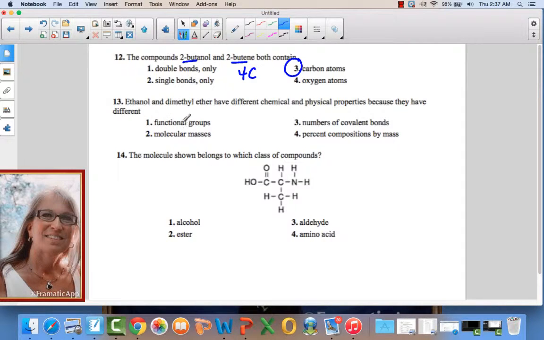Ethanol and dimethyl ether. So ethanol is 2 carbons. Eth tells us that. The OL tells us it has an OH ending. And then remember the rest of these are H's because each C has to have 4 bonds. Dimethyl ether. So an ether has an O. Dimethyl means 2, and methyl means C's. So it has 2 C's, one on either side of the O.